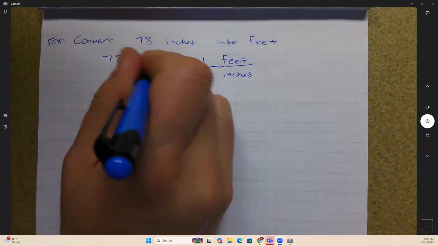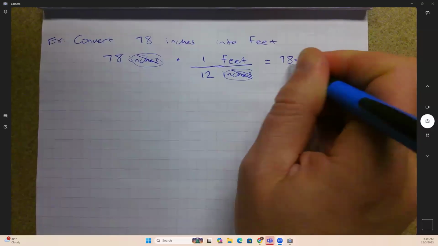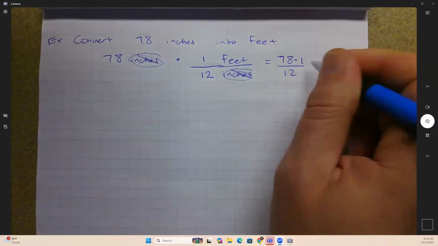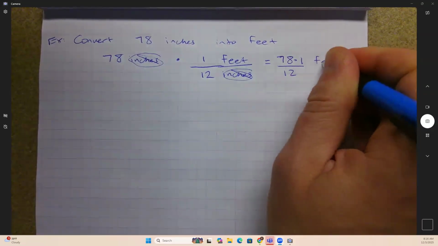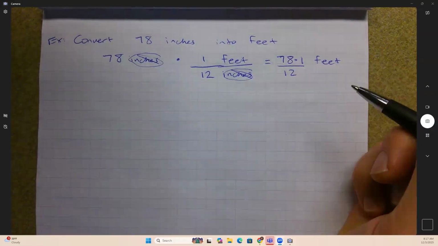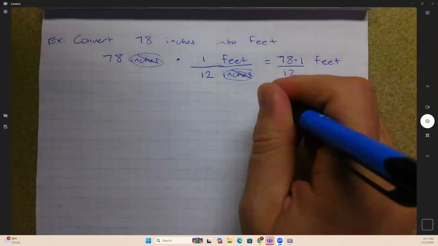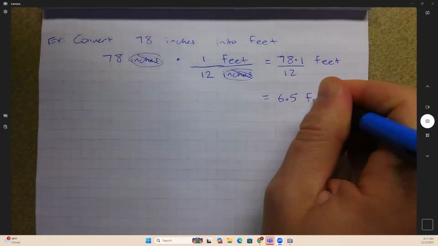And then I notice I have inches on both sides. And when I do that cancellation and I do the math, I have 78 times 1 divided by 12 feet. And so I grab my calculator. Usually you're going to want a decimal. And it's going to be 6.5, right? Yep. Okay, because again, 78 over 12 feet is not very meaningful to humans. So at this point, we want a decimal. It's 6.5 feet.